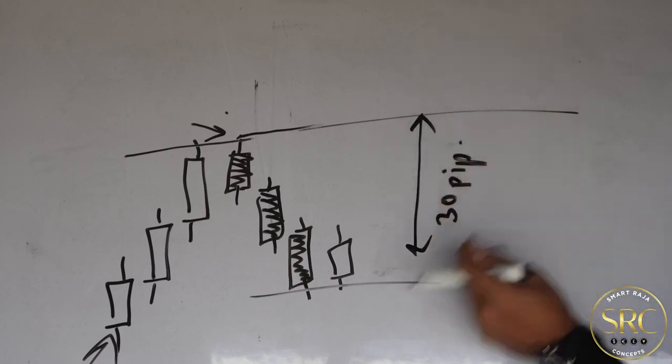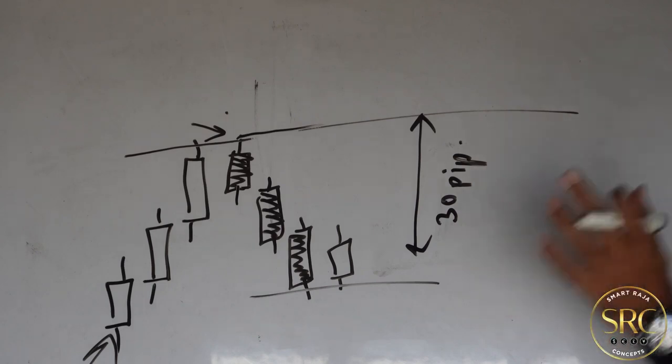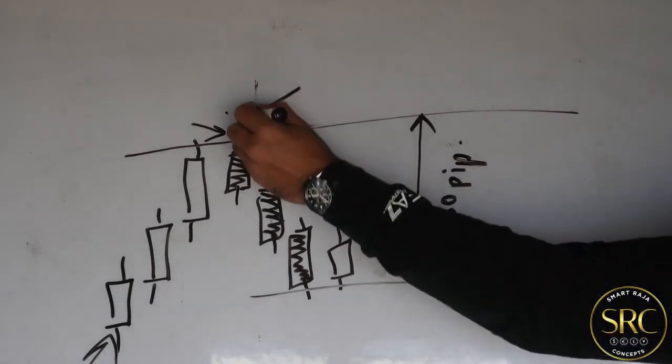You got a 30 pip range. You got a support formed, and you're like, okay, you know what? I have enough range to take a trade for price to retest this high.